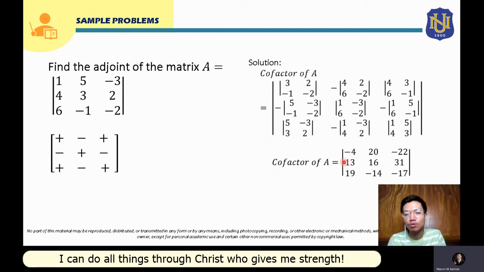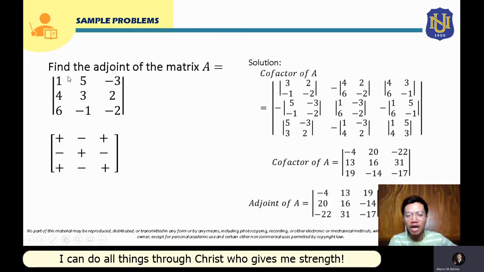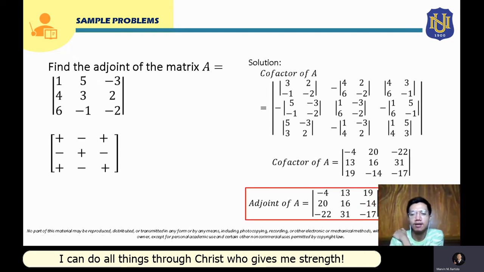So from here, to solve for its adjoint, we just have to transpose this cofactor. So we just have to interchange the rows and columns. So that will now be our adjoint. So these rows will become columns here, -4, 20, -22. This second row here, 13, 16, -31, will become the second column here, 13, 16, 31. And then the third row here, 19, -14, -16, will become the third column here, 19, -14, -16. So this will now be the adjoint of matrix A.